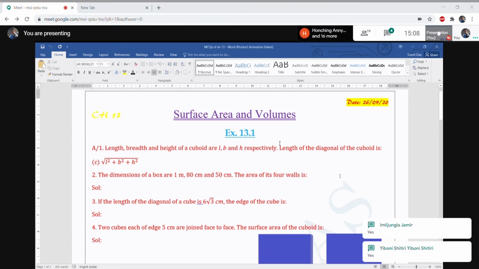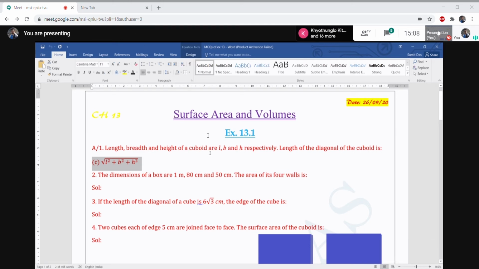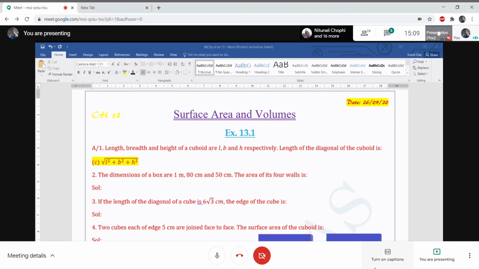So first question is very easy. This is directly from the formula. Length, breadth, and height of a cuboid is given as L, B, and H. Length of the diagonal of the cuboid: if you remember in the formula I gave, the length of the diagonal is under root L square plus B square plus H square. So nothing to solve here, so I'm not writing anything. Okay, then next question.